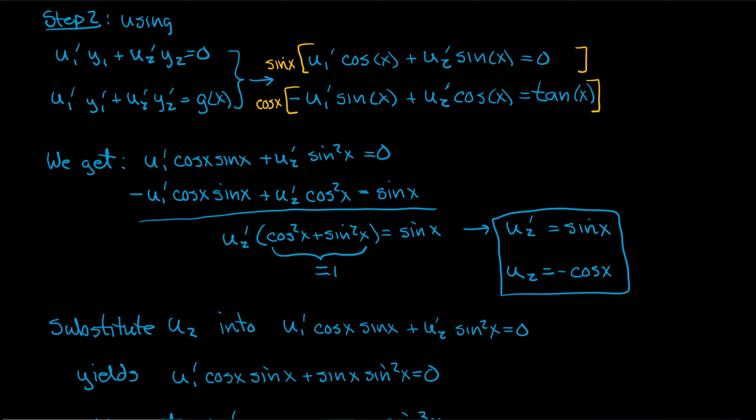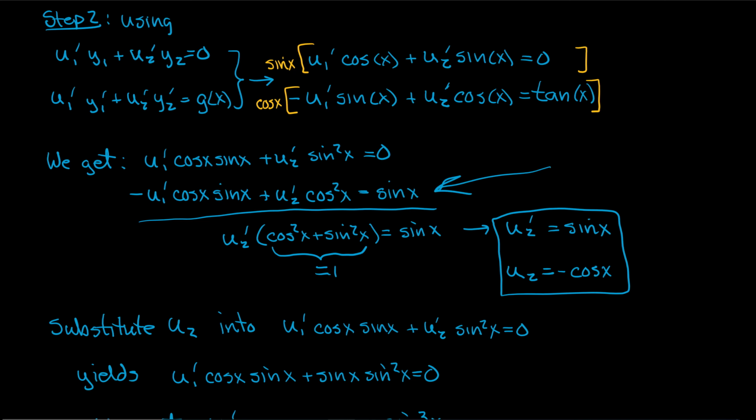In order to get this to simplify some, we want to add the two equations together and get something to cancel out. I'm going to multiply the first equation by sine of x, which is why I have that sine in yellow. Multiply the second equation by cosine of x, the cosine in yellow. And when you multiply through, we're going to get y1 prime sine times cosine plus y2 prime sine squared equals 0. So that's this equation. Multiplying the second equation by cosine is going to give us this right here.